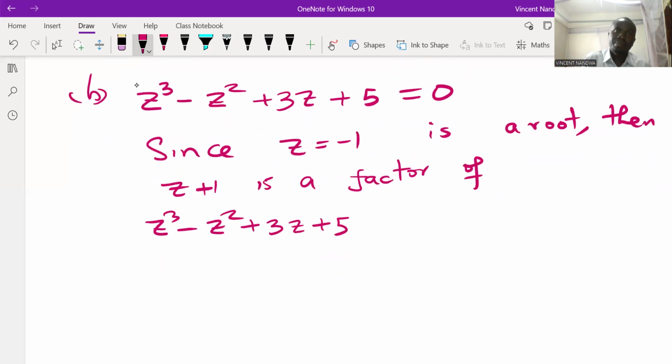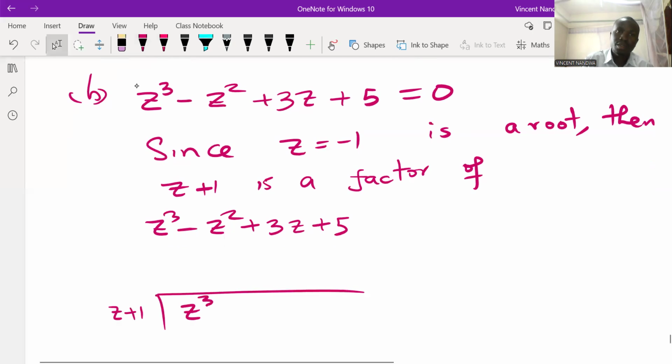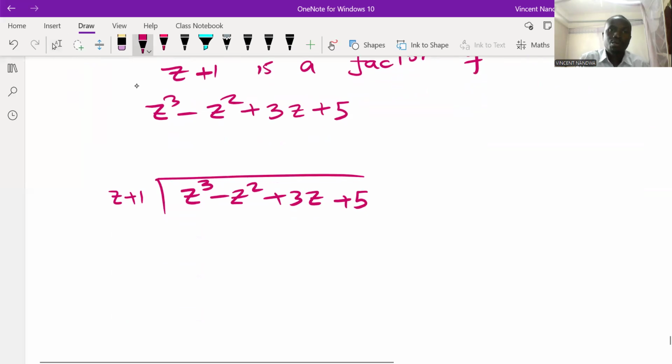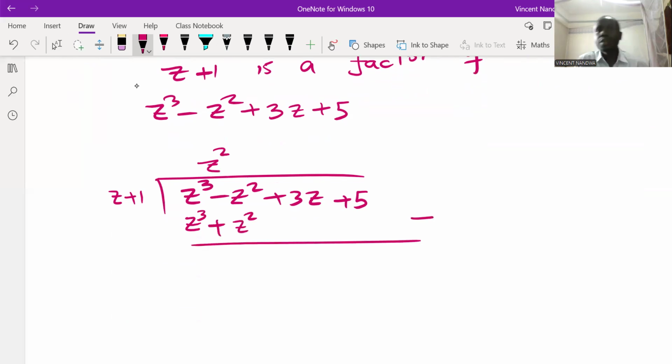These are actually basic properties of polynomials. So once you have z equals minus 1 being one of the roots, then z plus 1 must be a factor of the polynomial on the left-hand side. So this is by the factor theorem, work of college algebra. So we can now do long division to see how many times z plus 1 divides this cubic polynomial. So we need to find what to multiply by z to get z to the power 3, and that is z squared. So z squared times z is z to the power 3. z squared times 1 is positive z squared. Then we subtract: z cubed minus z cubed is 0, minus z squared minus z squared is minus 2z squared. Then bring down the other two terms, 3z plus 5.